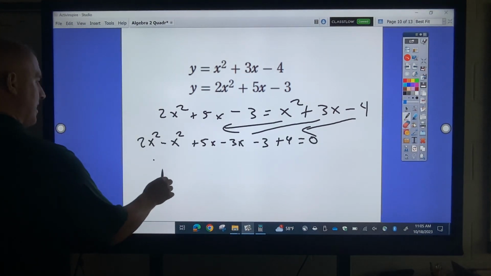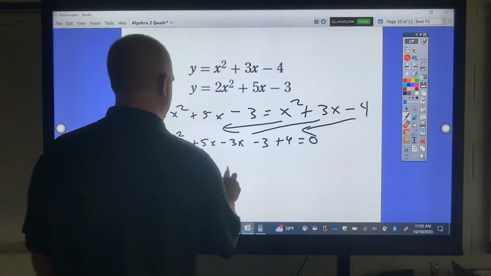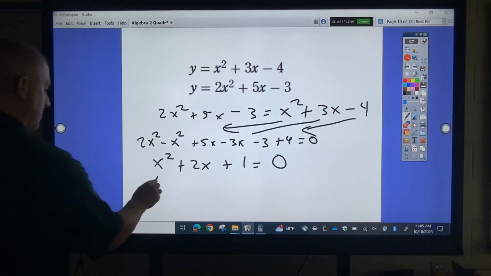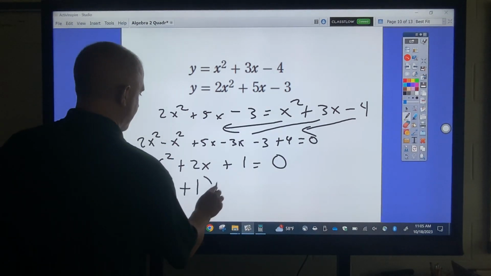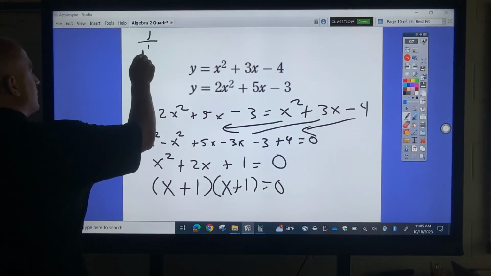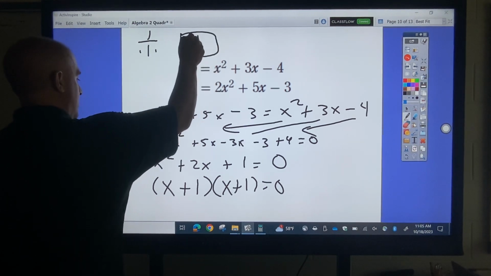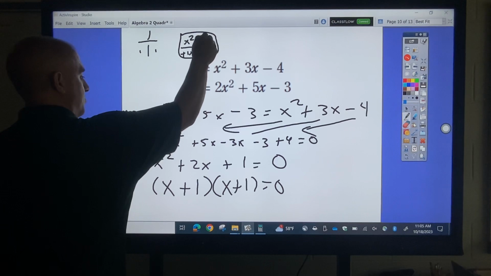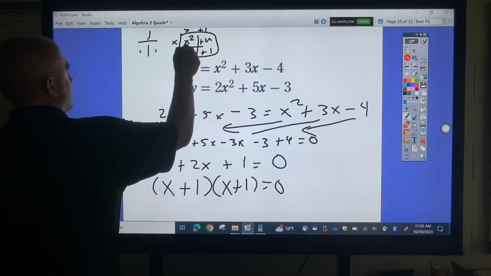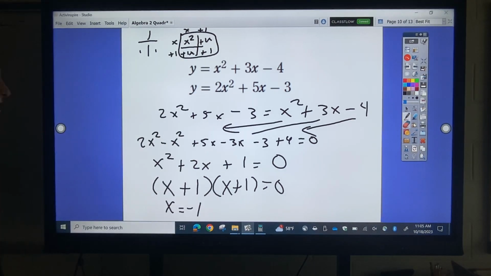Okay, well that's going to be x squared. That and that would combine to 2x. That and that would combine to 1. So I get this. Okay, well I would solve that by factoring. All right, and the way I would do that, 1 times 1 obviously is 1. Okay, factors of 1 are 1 and 1. I got x squared plus 1x plus 1x plus 1. So that's x times x is x squared, x times 1 is 1x, x times 1 is 1x. So if I solve those, I get x equals negative 1.